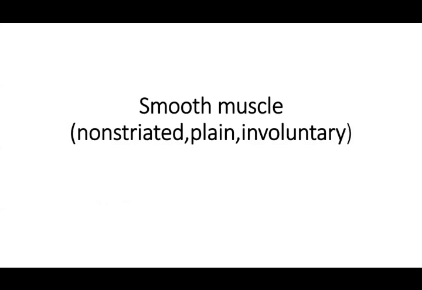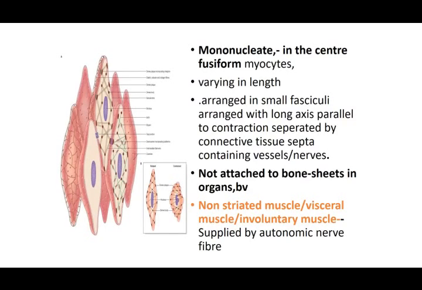We have three types of muscles: smooth, skeletal, and cardiac muscle. Smooth muscle is also called non-striated because you do not see striations in it. It is plain and it is involuntary, not under your control. This is the smooth muscle, which is spindle shaped, having tapering ends, with a single nucleus present in the center. These are not attached to bones.